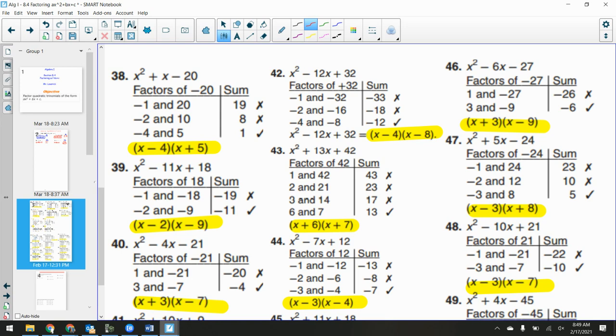What was your initial problem for 42? X squared. Was it plus 12x? Anybody write it down? X squared minus 12x minus 4. That's what the issue was. In my key, it looks like it's a plus. If that had been a minus, like you guys had been presented, that would have been prime. And you would have been right by saying prime.